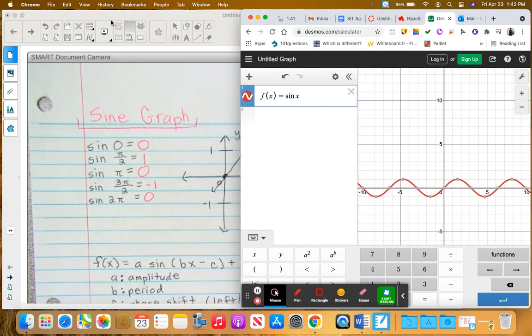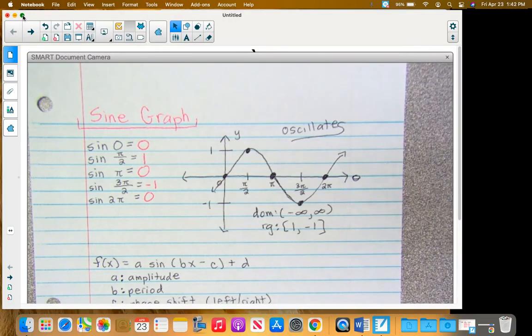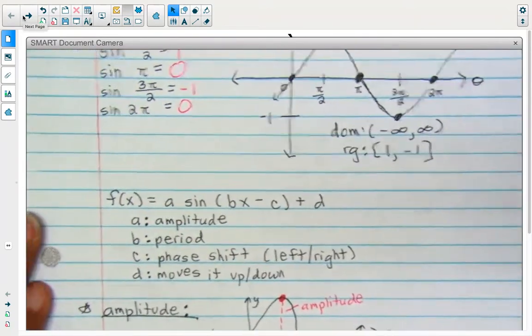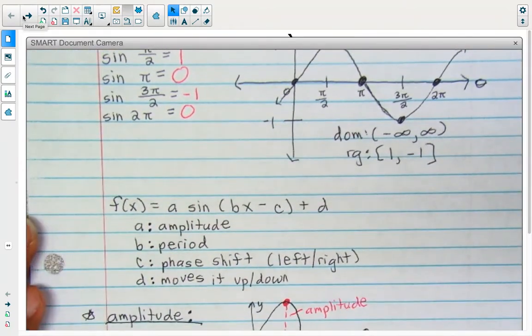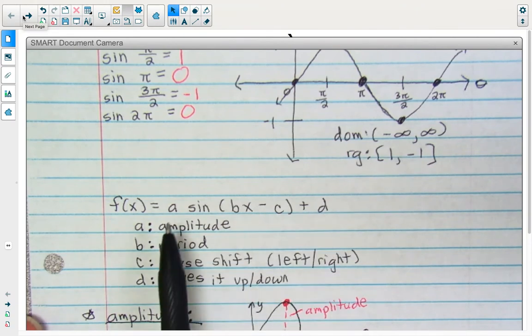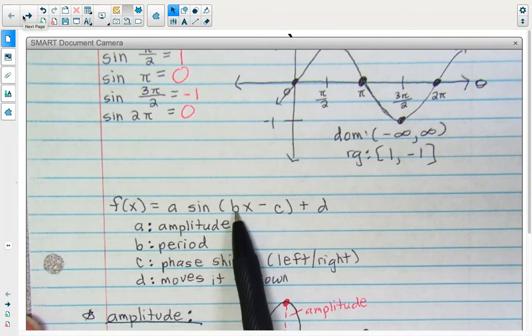So now let me pull up what the formula is. Not necessarily a formula, but maybe our generic form. And so we can go through and see what each number in front of the variable tells us. So A sine of bx minus c, plus d. The number right here is the amplitude. The b is your period.